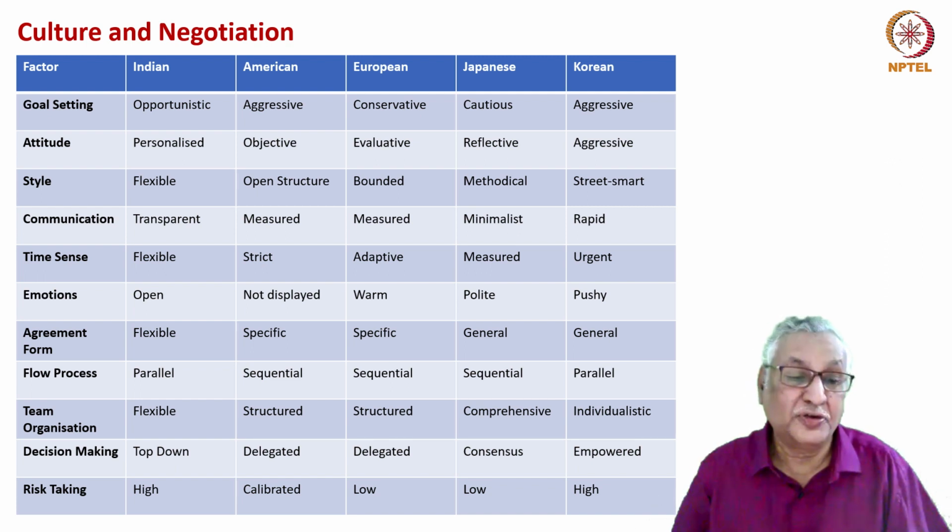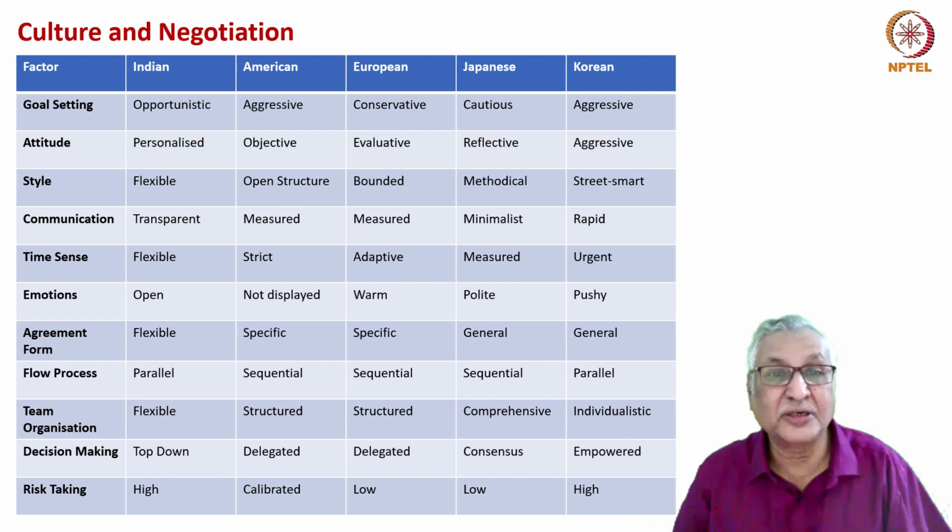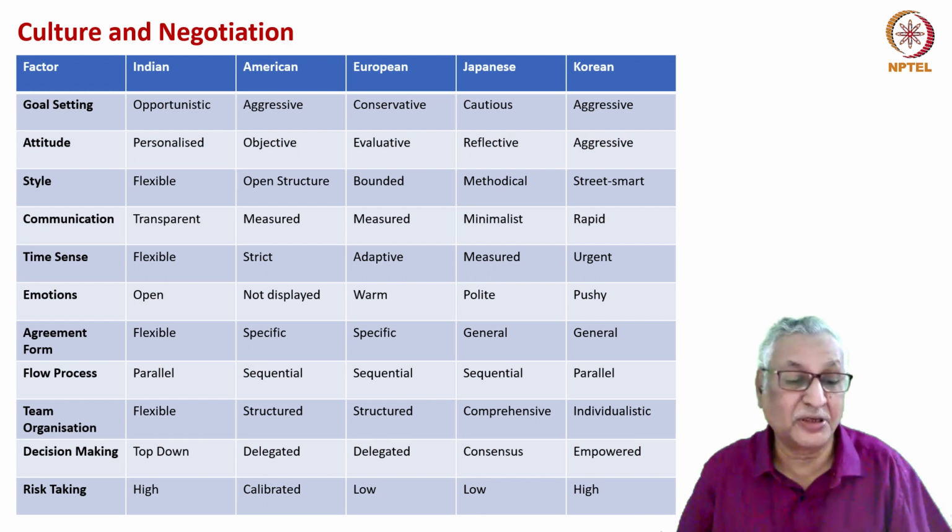Korean is highly individualistic. The decision making in India is generally top down. The negotiating team follows what is stipulated by the top management. In respect of America, the decision making is delegated. So is it in Europe, and Japanese adopt a consensus method, whereas Koreans are empowered in terms of decision making.